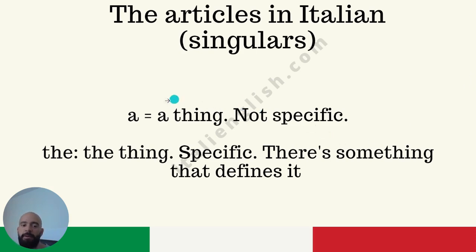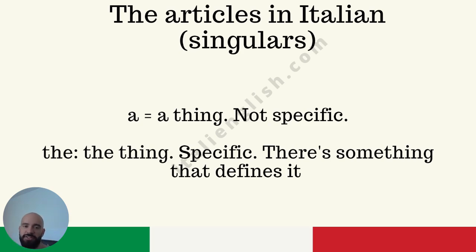Okay? The family of the article, the equivalent of the article a, it's called indeterminativo. Indeterminativo. One more time. Indeterminativo. Just one word. The family of the equivalent of the, which we're going to see in a minute, is the family of articles determinativo. Determinativo. Okay? Got it? Written down? Awesome. Let it sink.